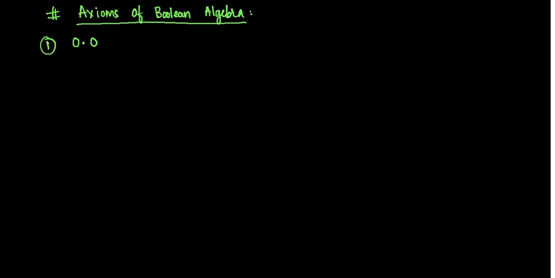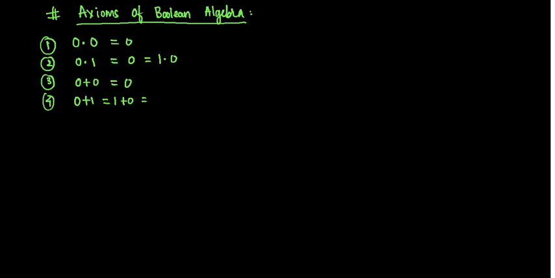So first one, 0 . 0, that means AND operation, 0. It's not difficult to remember these things, more or less like an arithmetic operation. It's 0, that is also equal to 1 into 0. 3: 0 or 0 is nothing but 0. 4: 0 or 1 is equal to 1 or 0, that is 1. If x is 0, x bar is 1. If x is 1, x bar is 0.